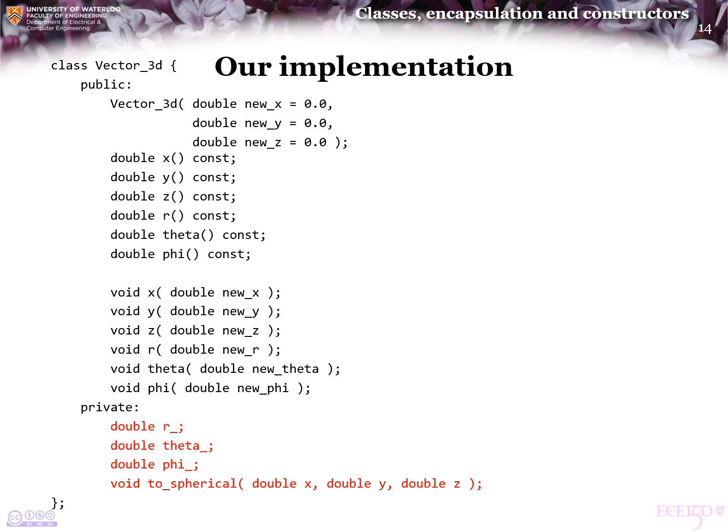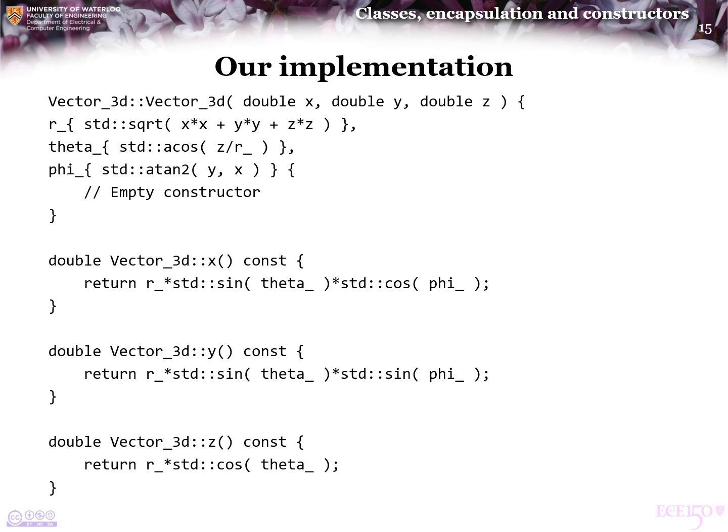Notice that if we take out x, y, and z and replace it with r, theta, and phi, the user doesn't notice. There's been no change to the member functions that the user can call. The only thing that we will change is instead of having a to-rectangular-coordinate function, we will have a to-spherical-coordinate function given rectangular coordinates x, y, and z. Now we can update our implementation.